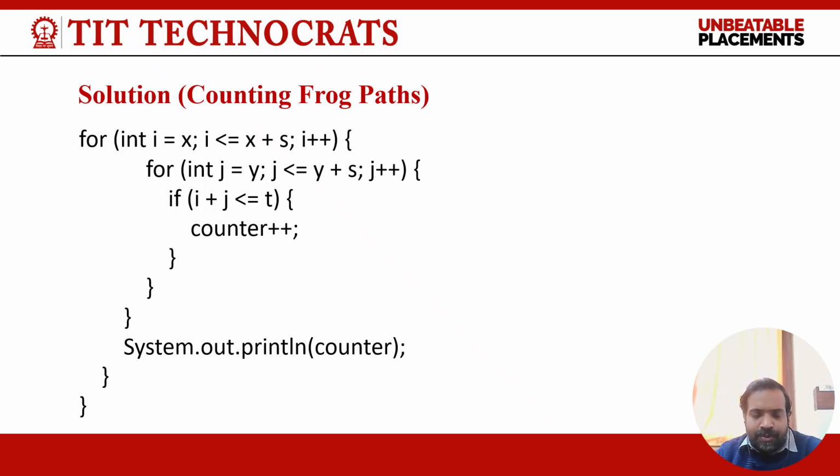Inside that inner loop, we will write a condition: if i plus j is less than or equal to t, then counter plus plus will be done. Otherwise, we couldn't reach that particular point, if i plus j is not less than or equal to t. At the last, we will print counter. So in the counter variable, we will have the total number of points where the frog can be placed after t seconds.